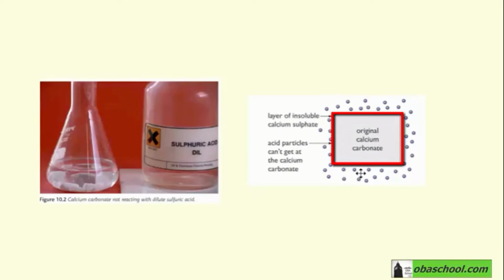So now we know the difference between soluble salt and insoluble salt. Calcium chloride is an example of a soluble salt. However, calcium sulfate is insoluble.